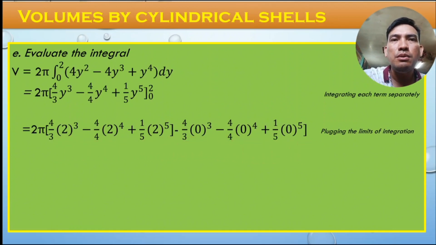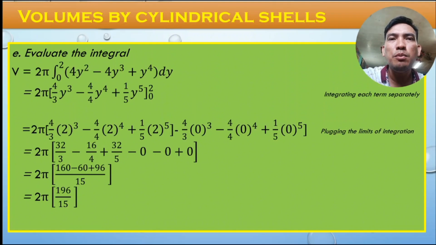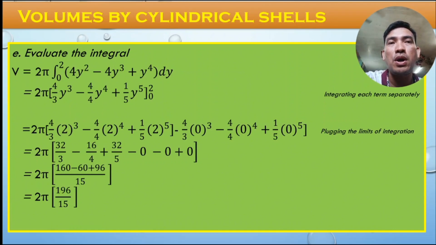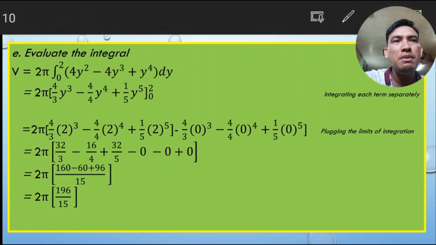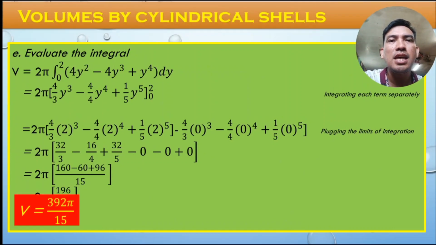Okay, so moving on, you could have then 2 pi times 32 over 3 minus 16 over 4 plus 32 over 5 minus 0 plus 0. A total of 160 minus 60 plus 96 all over 15. As we simplify it out, that is 2 pi times 196 over 15. So what does it mean? In this case, the volume is equal to 392 pi over 15.